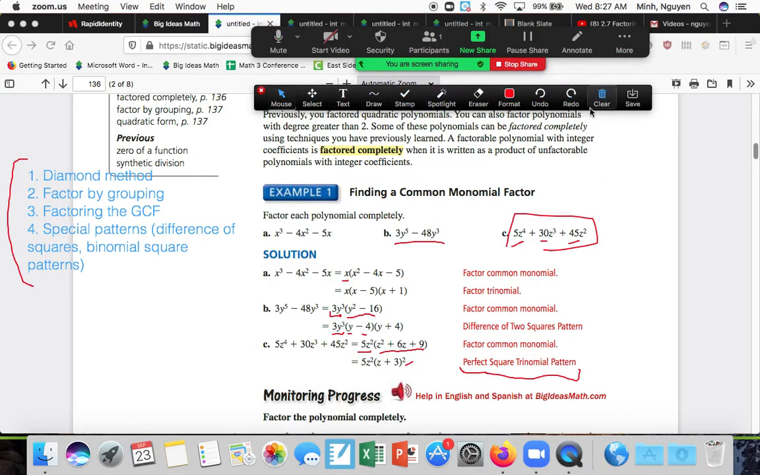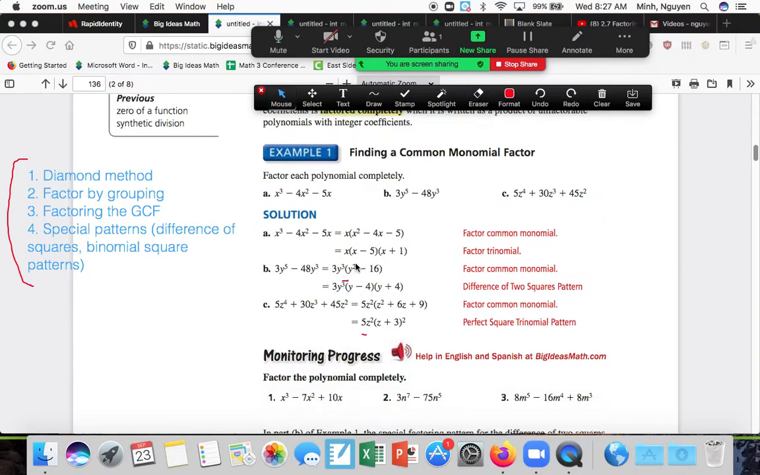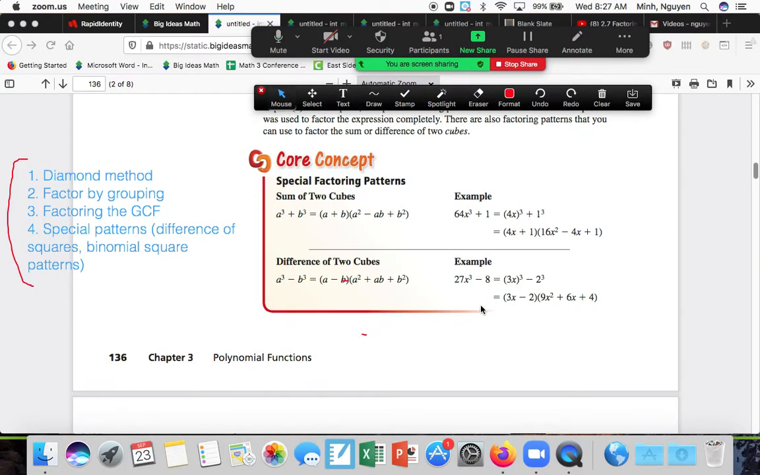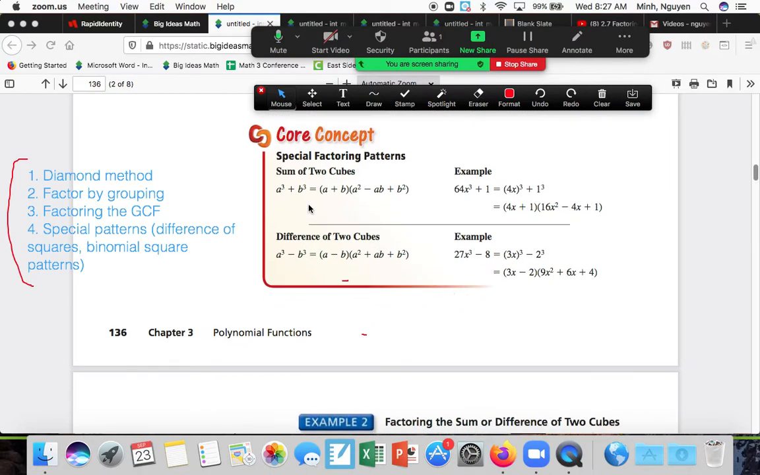Let's look at another problem, or more examples really. In all of these I factored a common monomial right away, which I just think about like the GCF. Special factoring patterns: sum of two cubes, difference of two cubes. So now in this section, we're introducing a new pattern, cubes, right?